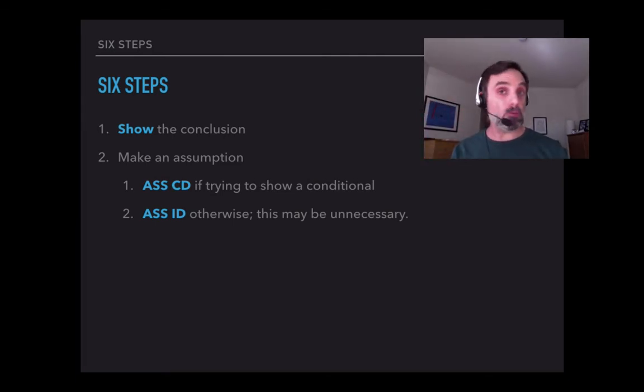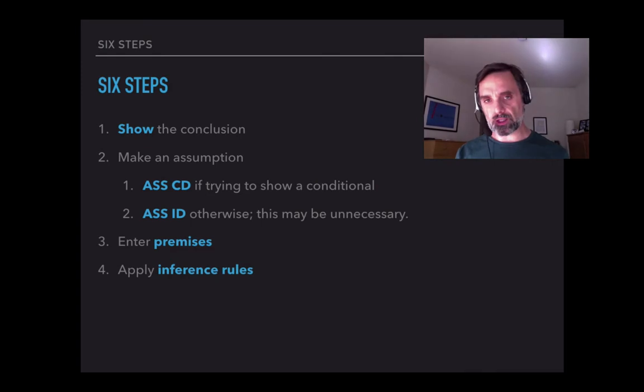On the other hand, you might need the indirect assumption. So I would go ahead and make it automatically now, knowing that I may not need this. But again, remember, if you can, you prefer to make the assume CD. You only do assume ID if you can't. And then we proceed as usual. So we enter our premises. We apply our inference rules, knowing that we prefer elimination rules.